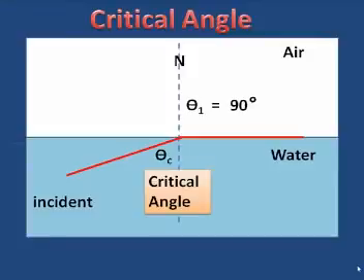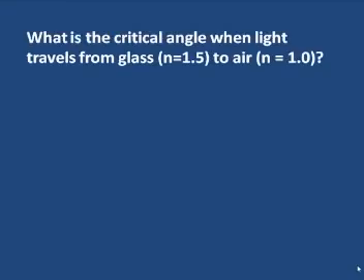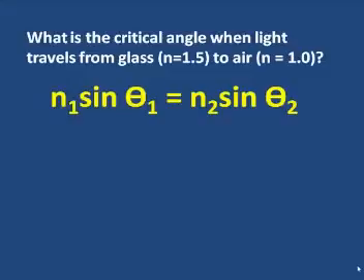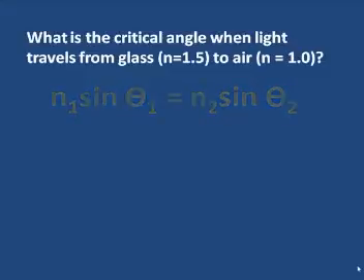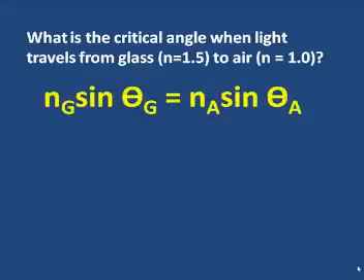So here's a very simple sample question. What is the critical angle when light travels from glass, N is 1.5, to air, 1.0? So there's Snell's law. And we're going from one medium to another, so we would write down Ng sine theta g is Na sine theta a. In this case, theta a will be 90 degrees because we want the critical angle.